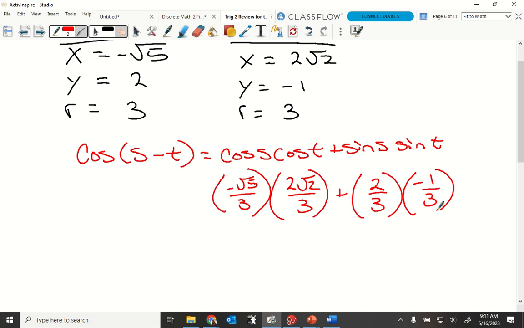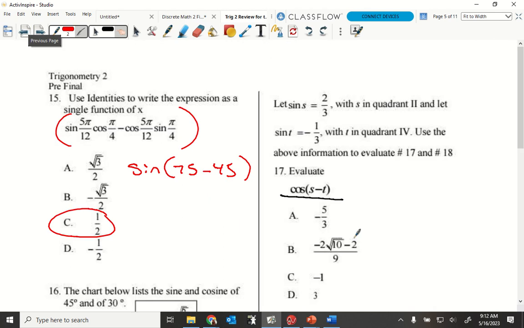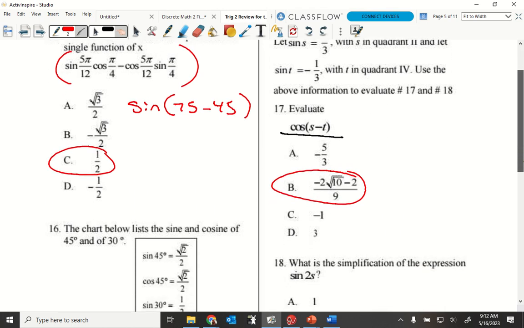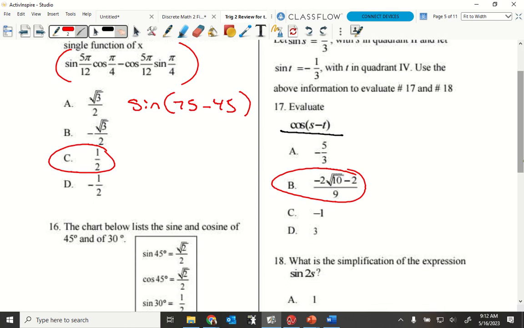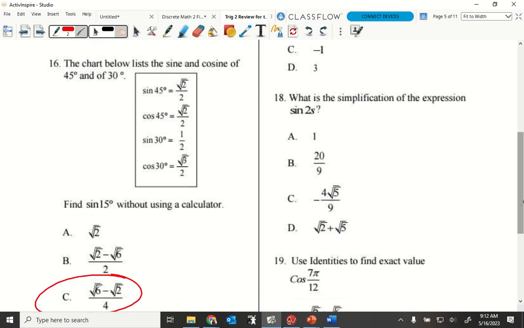So I'm going to do the math. I'm going to get negative 2 rad 10 over 9 minus 2 over 9. So, yeah, it's going to be one of those, over a common denominator of 9, right? Again, if you got questions, I need you speaking up.